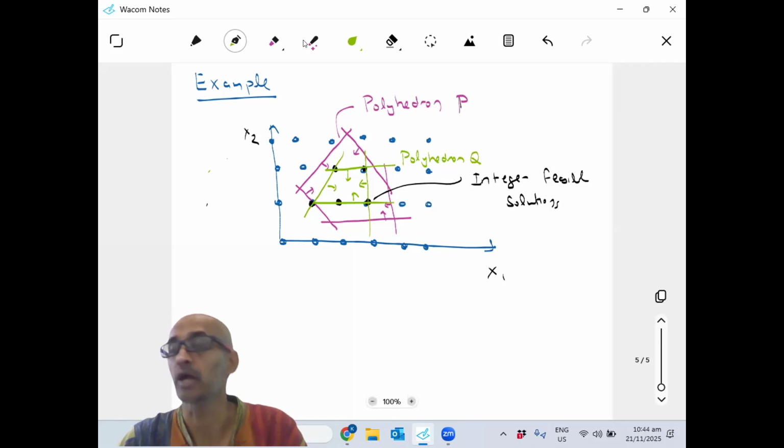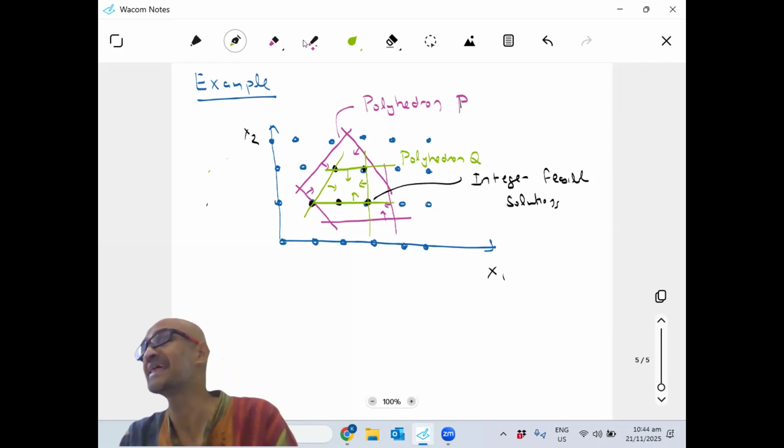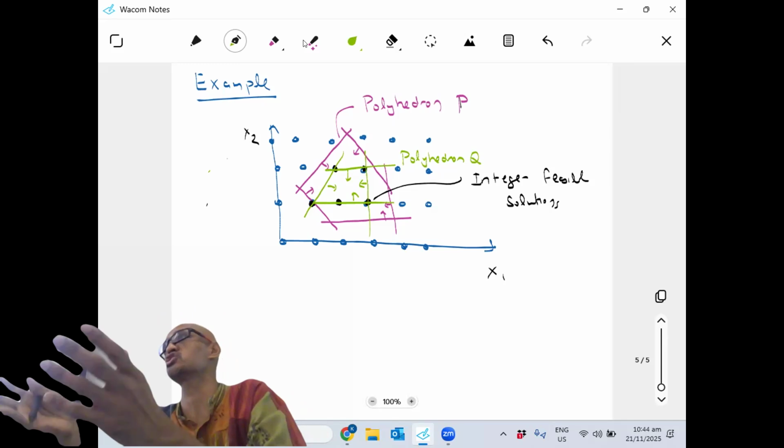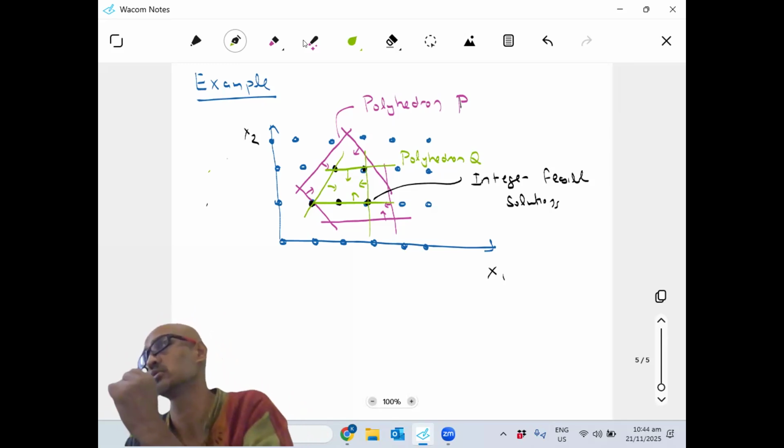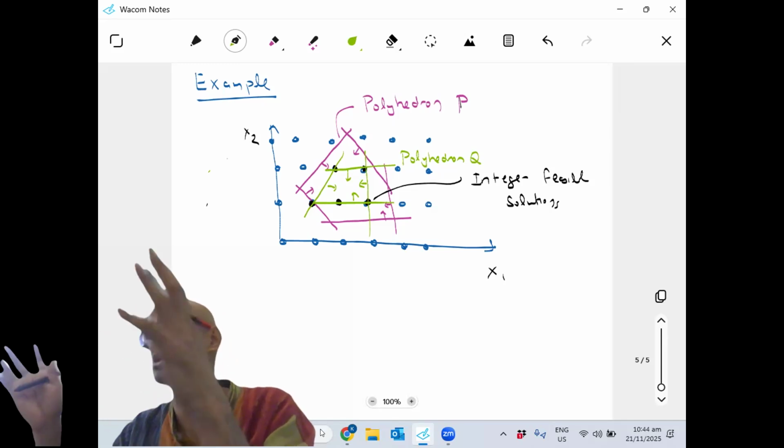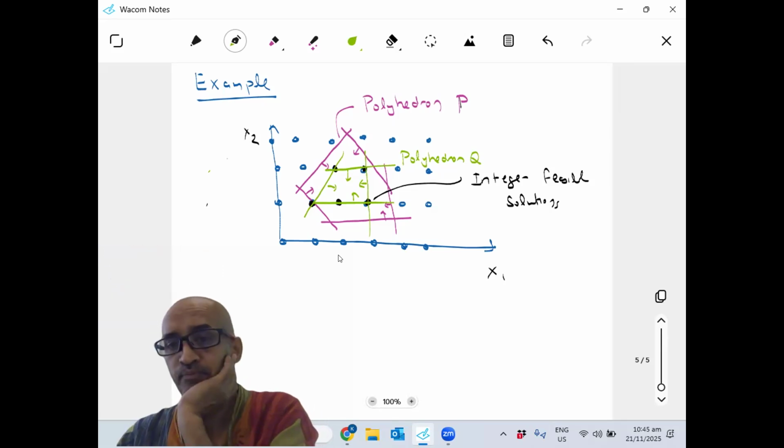What are the integer points in polyhedron Q? They are exactly the same as the integer points in polyhedron P. Both polyhedron P and polyhedron Q have the same set of integer points contained within them. Which is a better formulation? Which is a better representation of the integer points, P or Q? Q. It's much smaller than P. Q is contained within P.